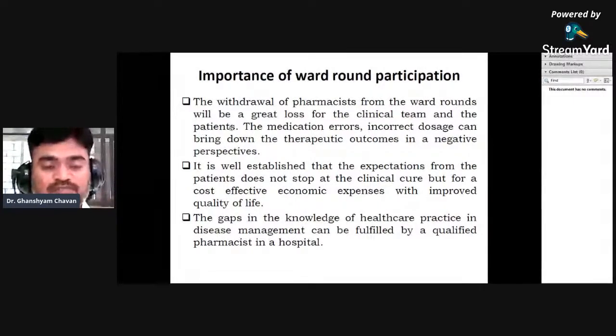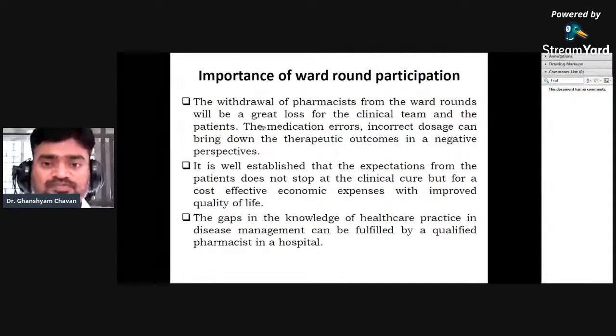Because not all the drugs are managed by the physicians. Pharmacists are well in touch with the drug information regarding adverse drug reactions, drug interactions, drug-food interactions, and drug-laboratory test interactions. All this information pharmacists know, so the physician must take a pharmacist on each round.